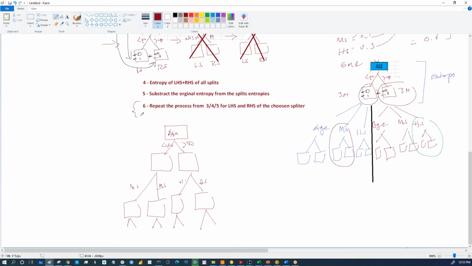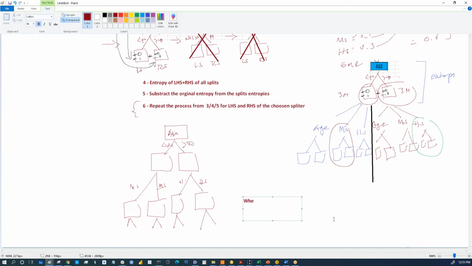Then we'll keep repeating 3, 4, and 5 until one of the conditions happens. Until when do we stop? We stop when we reach purity. And I will explain that when we reach a threshold.